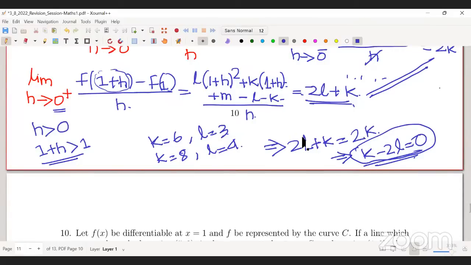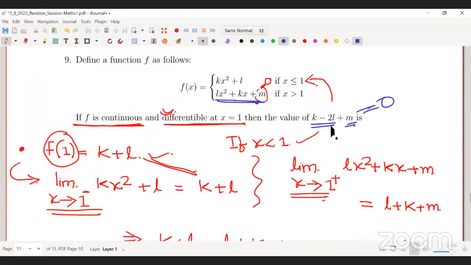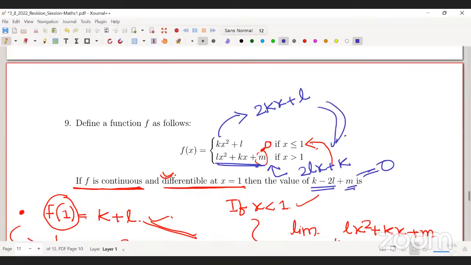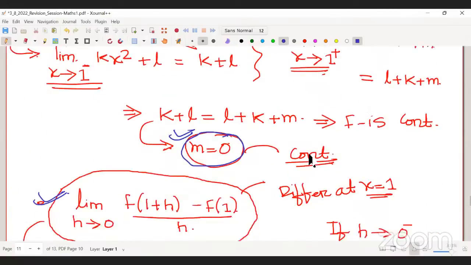And one other way to do this, as someone already mentioned, is to simply differentiate. If you differentiate it, you will get 2kx plus L on one side, and 2Lx plus k on the other. Now you equate them at x equal to 1. That is another way of doing this.